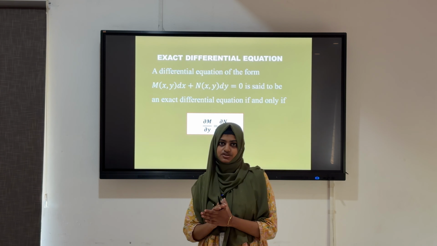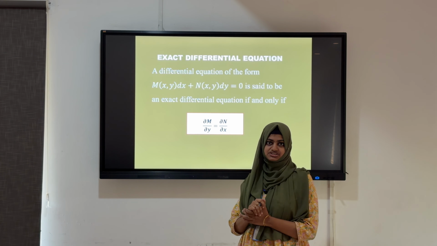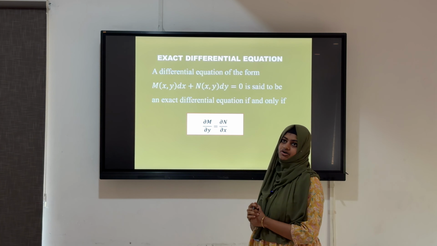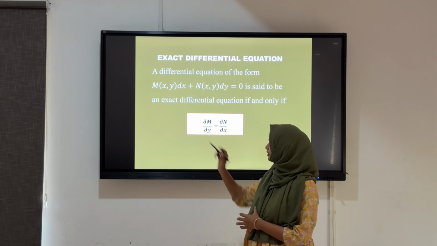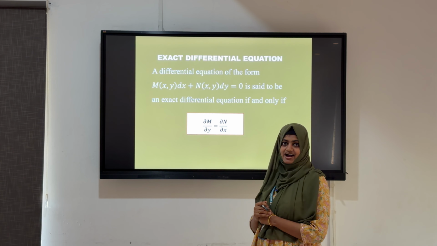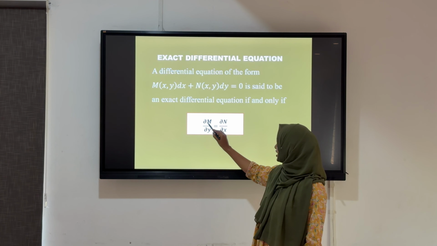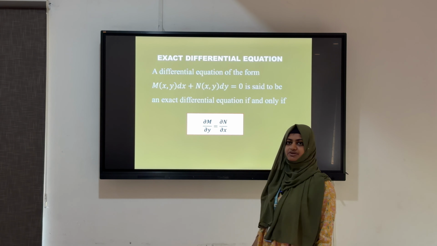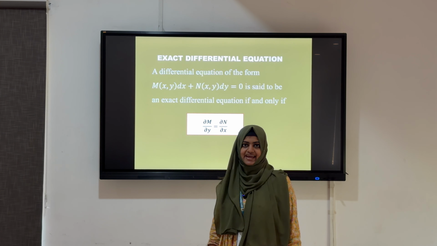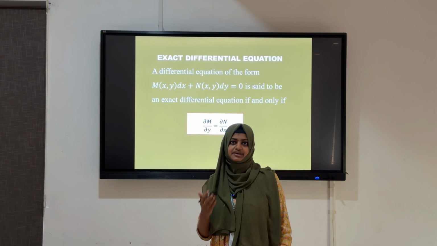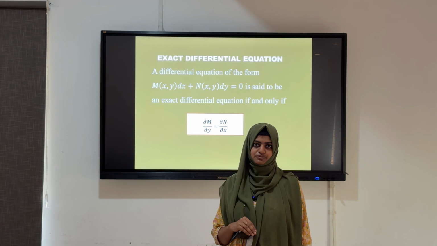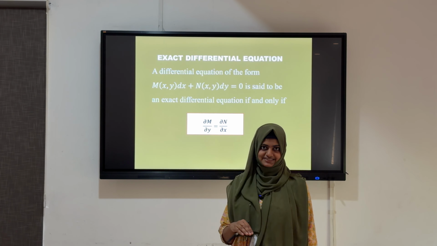That is, first we convert the differential equation into M dx plus N dy equal to 0. Here M is the coefficient of dx and N is the coefficient of dy. Then we find the partial derivative of M with respect to y and the partial derivative of N with respect to x. If they are equal, we can say the differential equation is exact. Otherwise, we say it is not exact.